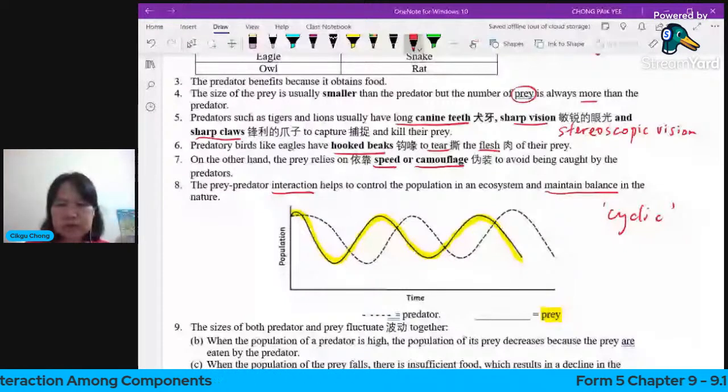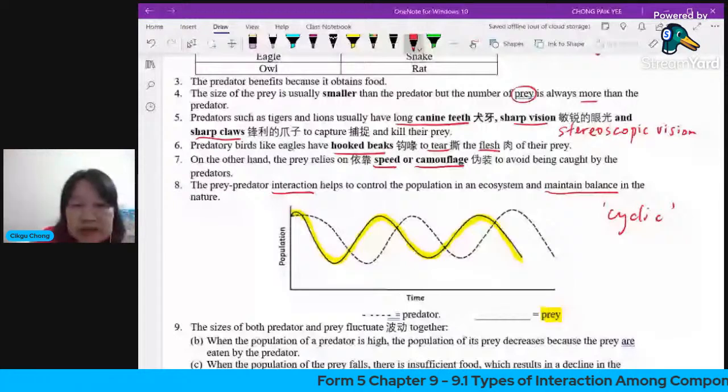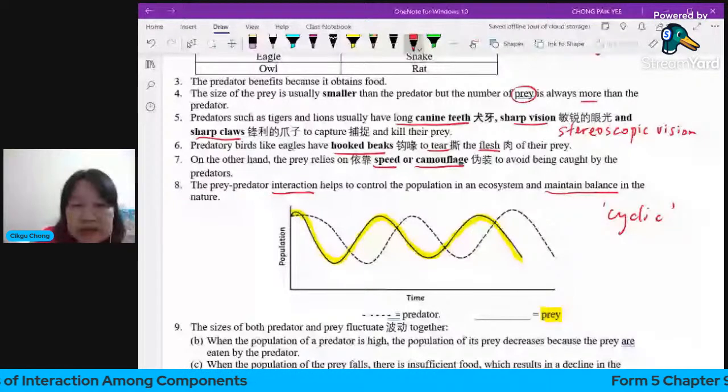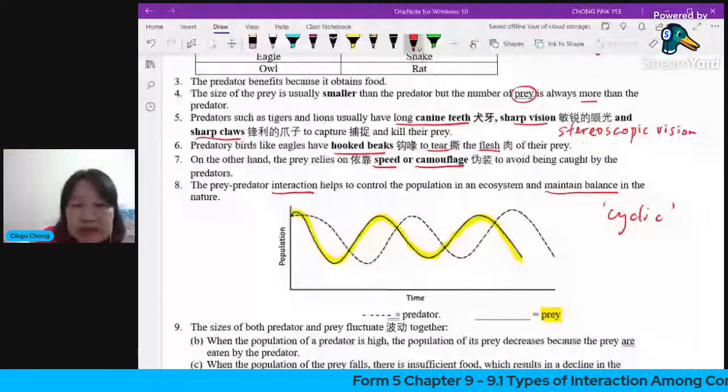So now, first of all, they fluctuate. You see, fluctuate means up and down, up and down. It's not consistent. Fluctuate means goes up and goes down from time to time. And they do it together. Okay, not really together. It's like one after another. The pattern follows.